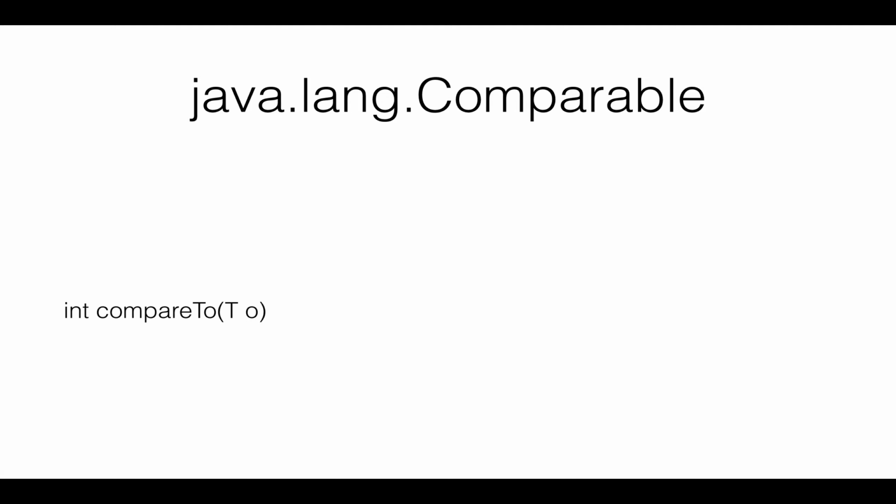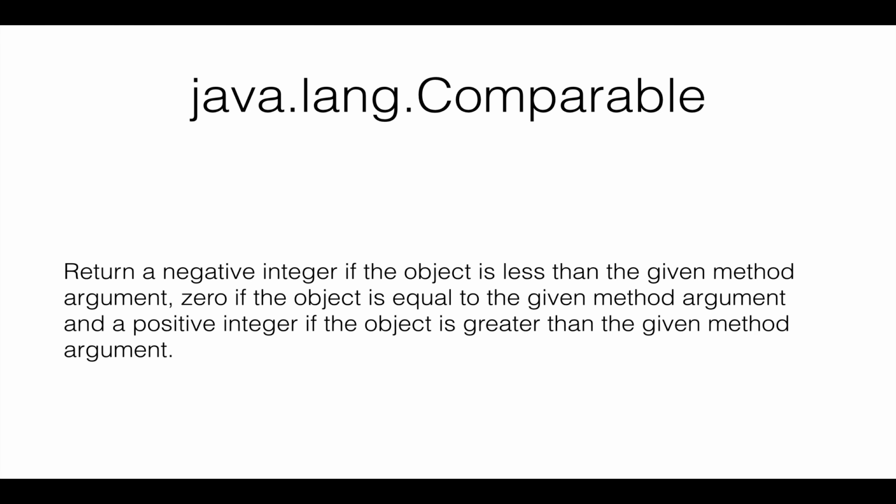Implementing the interface java.lang.Comparable defines a sort order for your entities. The interface contains only one method you need to implement, which is int compareTo. If you want to define a natural sort order for an entity class, make it implement this interface. Return a negative integer if the object is less than the given method argument, 0 if the object is equal to the given method argument, and a positive integer if the object is greater than the given method argument.